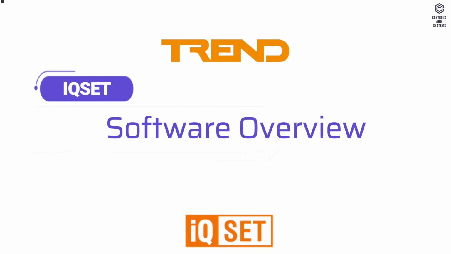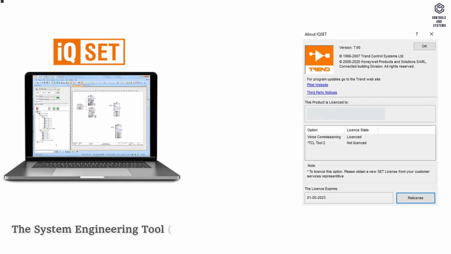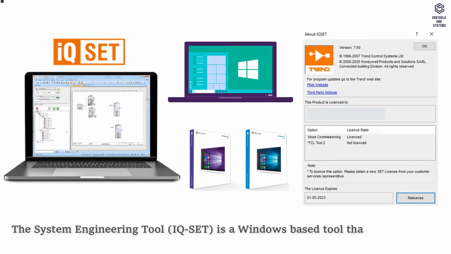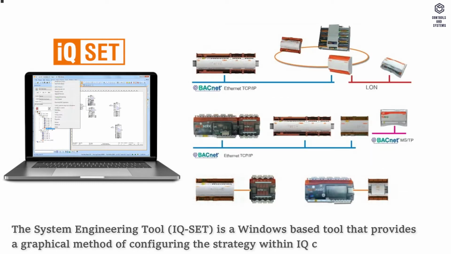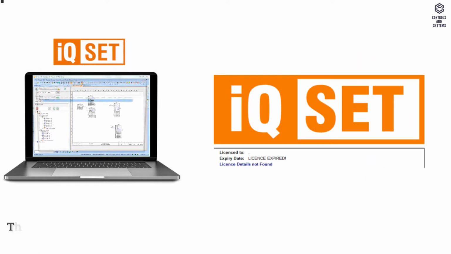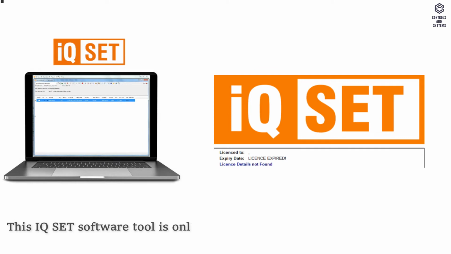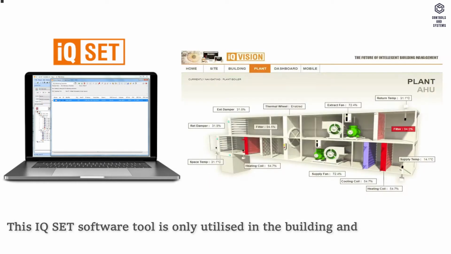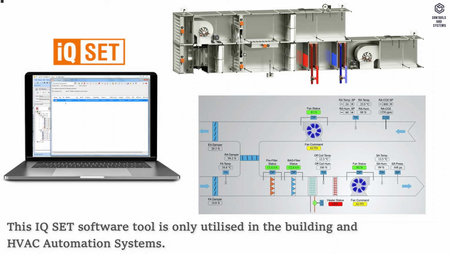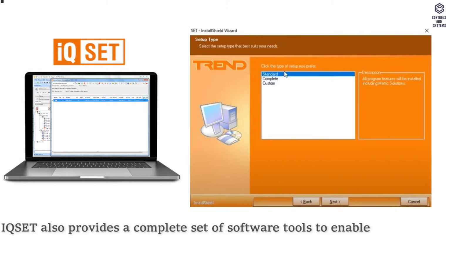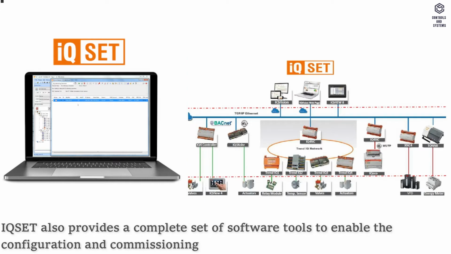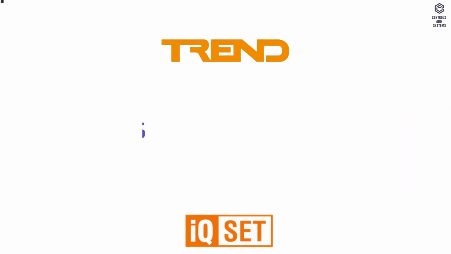Software overview. The system engineering tool IQSET is a Windows-based tool that provides a graphical method of configuring the strategy within TREND IQ controllers. This IQSET software tool is only utilized in the building and HVAC automation systems. IQSET also provides a complete set of software tools to enable the configuration and commissioning of TREND systems.